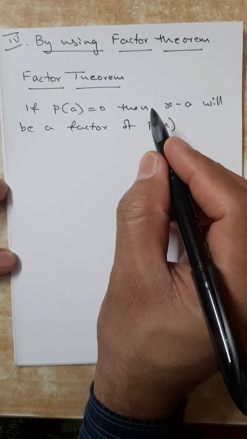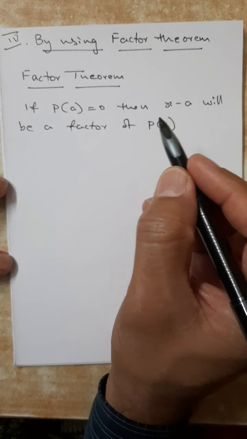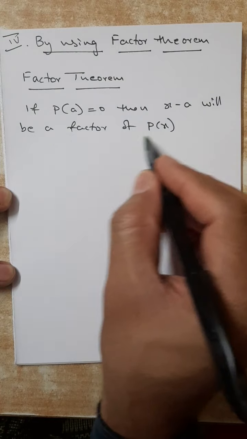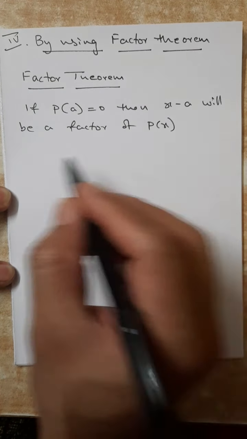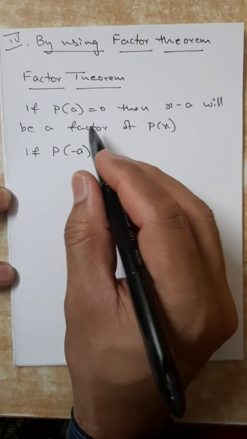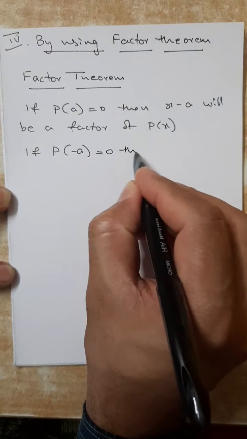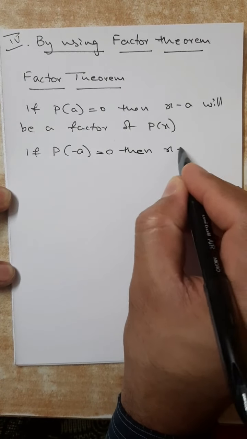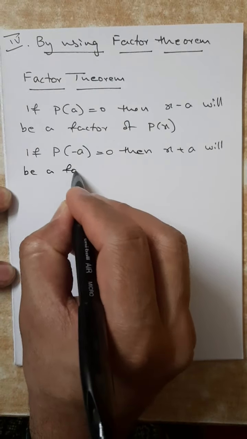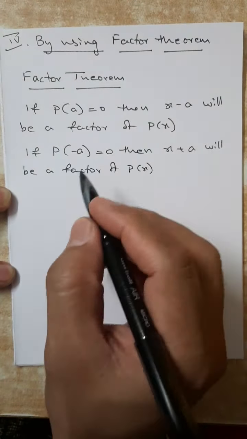For any polynomial p of x whose degree is greater than or equal to 1, if p of a is 0, then x minus a will be a factor of p of x. Or we can say, like the remainder theorem, here also there are 2 parts: if p of minus a equal to 0, then x plus a will be a factor of p of x. This is factor theorem.